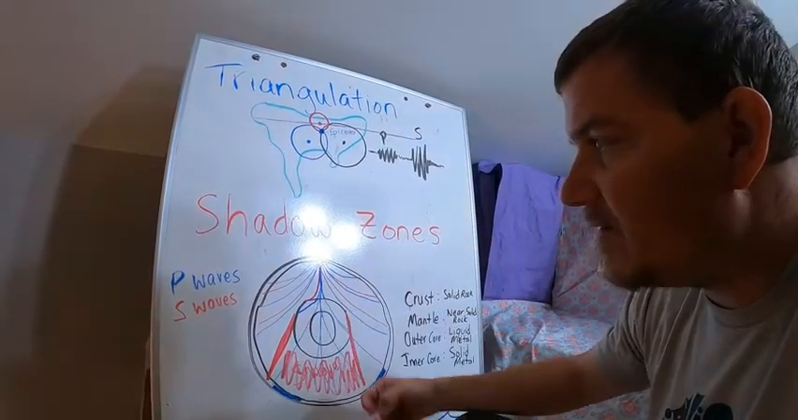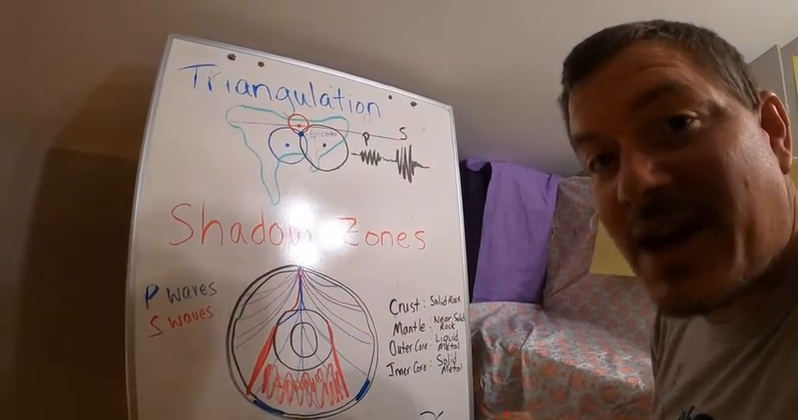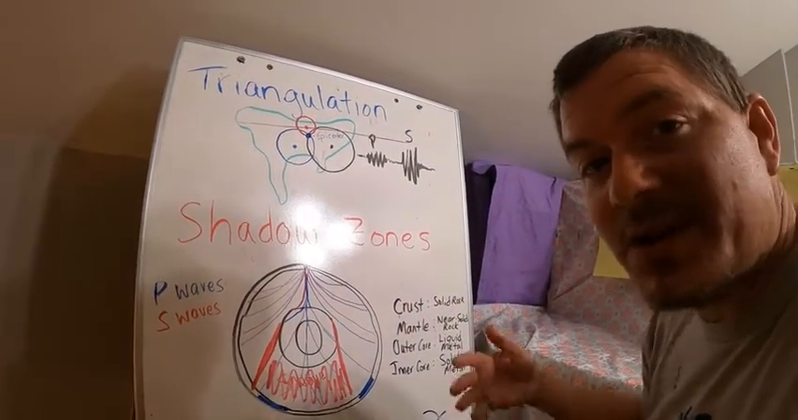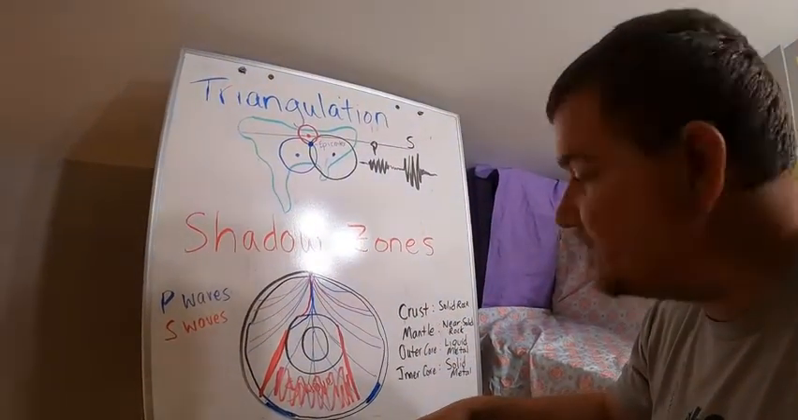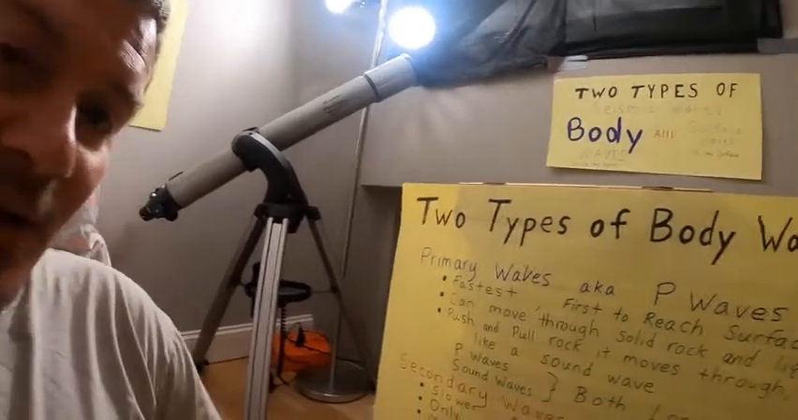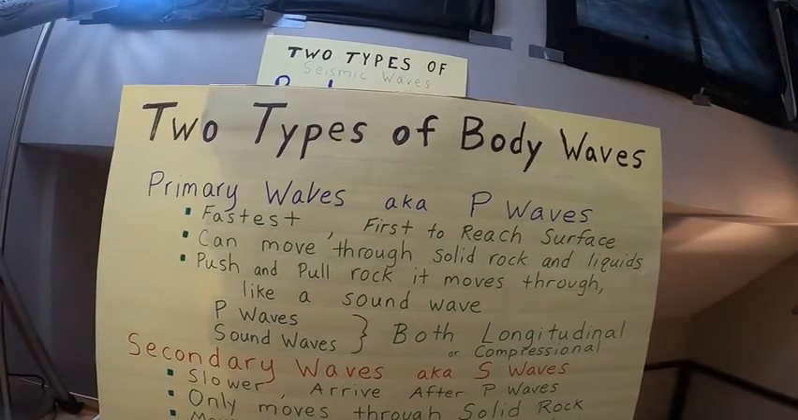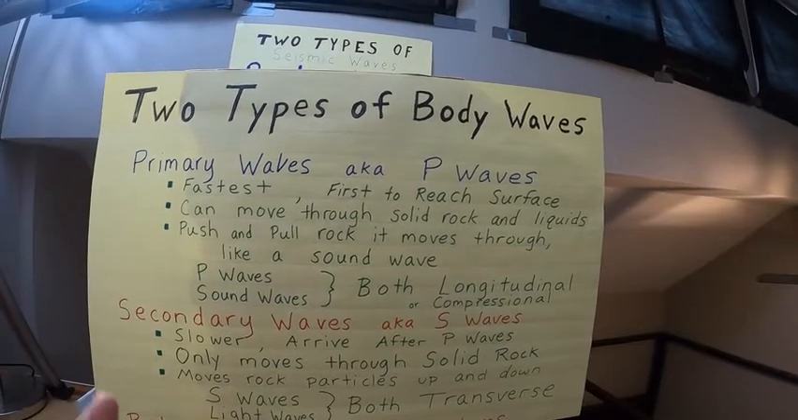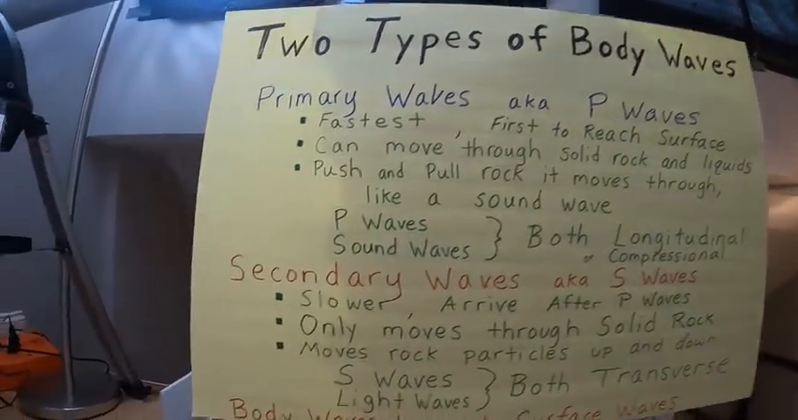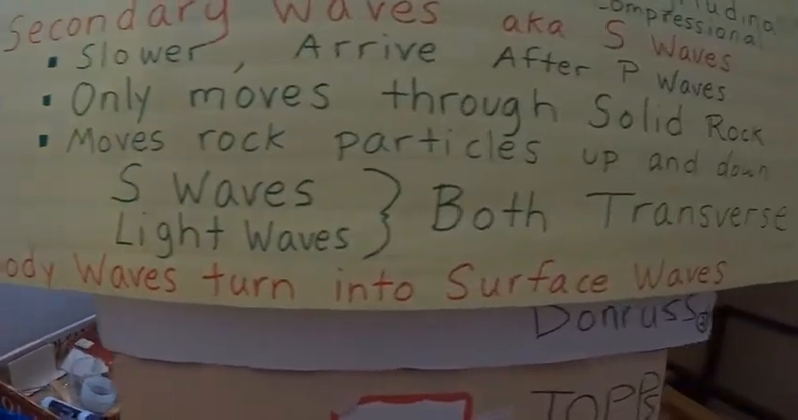Whereas P waves can travel through the outer core, travel through the inner core, and the only reason they have shadow zones at all, where there's no wave energy that can be recorded, is because of the refraction going through different mediums. So those are our main ideas with the body waves. Kind of quickly looking back through here, P waves are the fastest. They're the first to reach the surface. S waves are slower. They arrive after the P waves. And then as they reach the surface, body waves turn into surface waves.